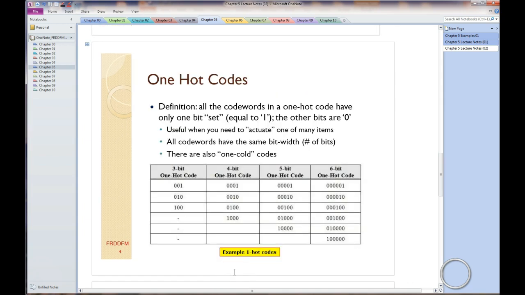Oftentimes in digital design, we need to represent something with a one-hot code. We don't really use one-hot code that much, but it's a great interview question. What's one-hot code?